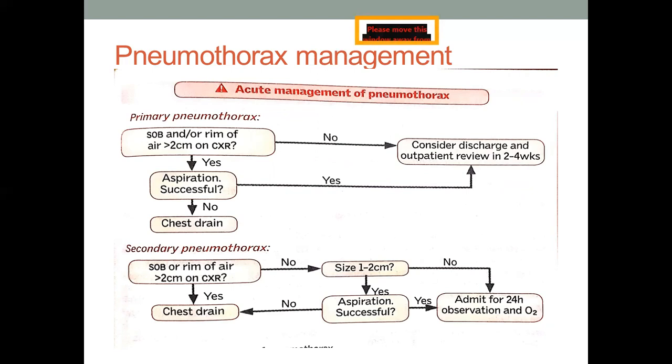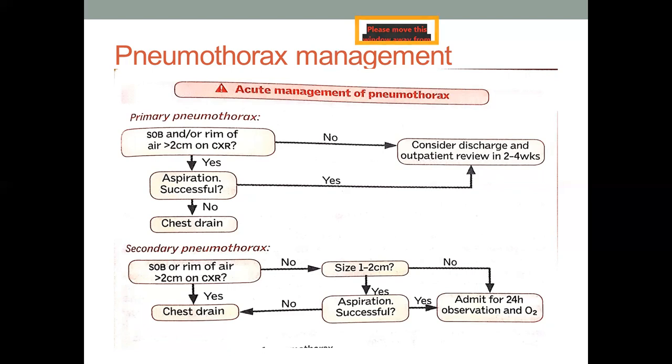So this is the management of pneumothorax. We can divide this into primary and secondary. In primary pneumothorax, when the patient is not symptomatic and the rim of air on chest X-ray is less than 2 centimeter, no intervention is required. The patient should be discharged, and asked to come to the OPD within 2 to 4 weeks.